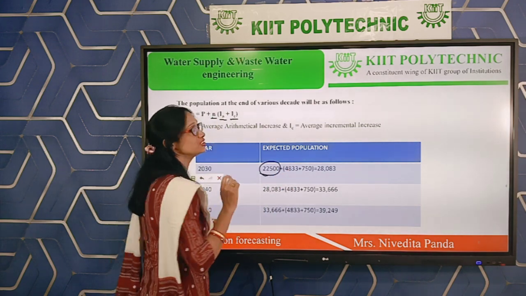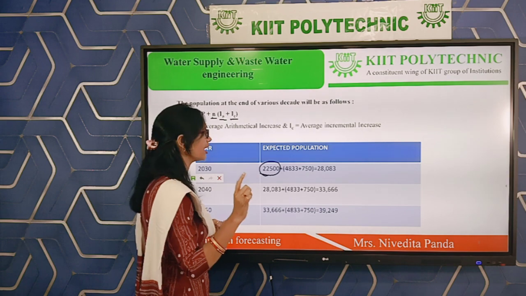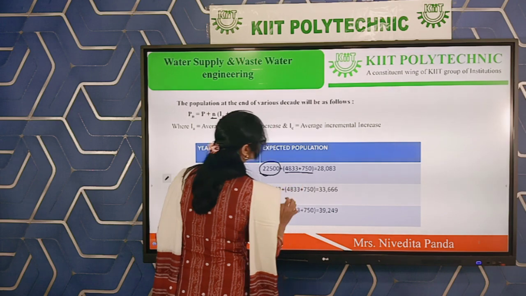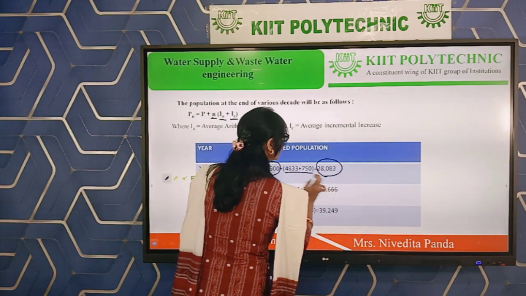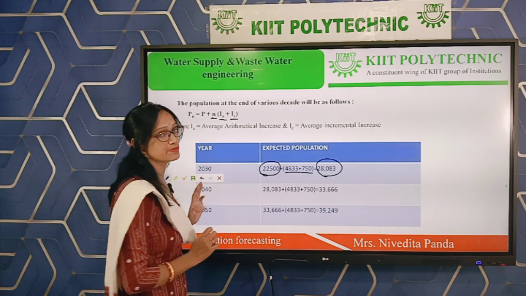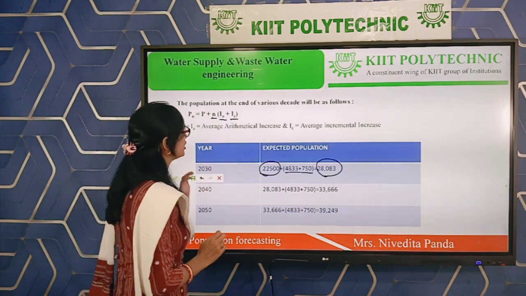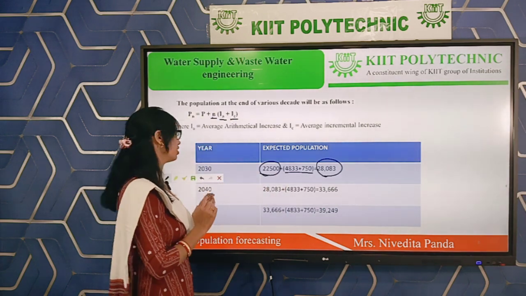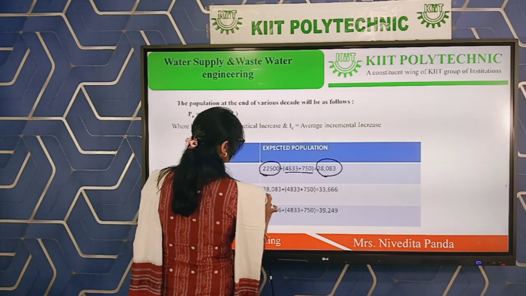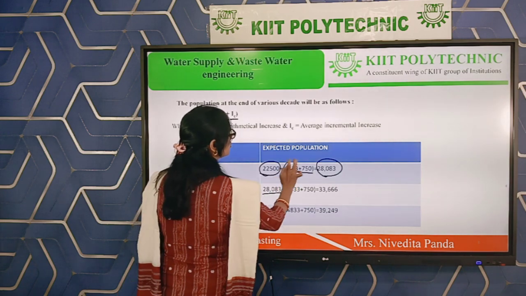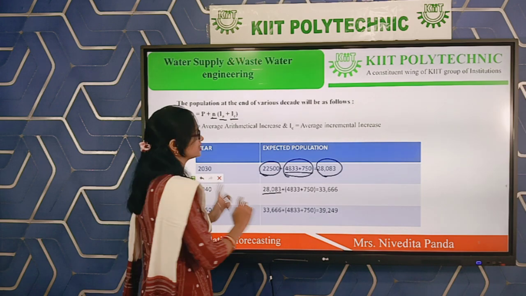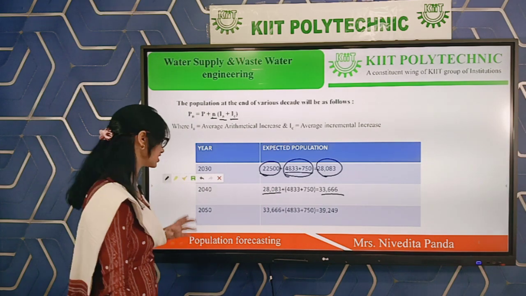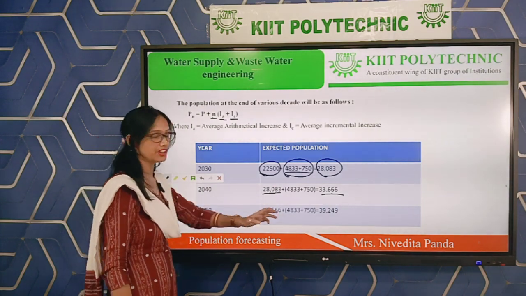The Ia value we have already calculated, 4833, plus the average of incremental increase, 750. We are adding these two things and the result we are getting is 28,083. So that is the expected population of 2030. In 2040, we are taking the present population of 2030 for the calculation of the 2040 population. So here 28,083 plus, these two will remain constant because we have calculated previously, 4833 plus 750. The result we are getting is 33,666.